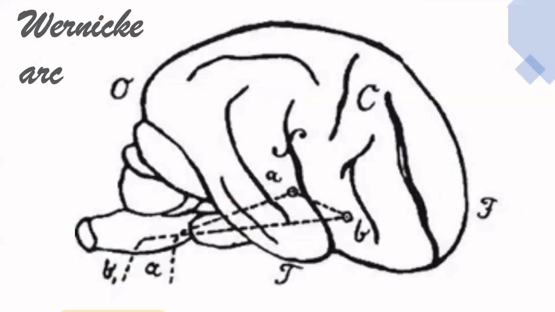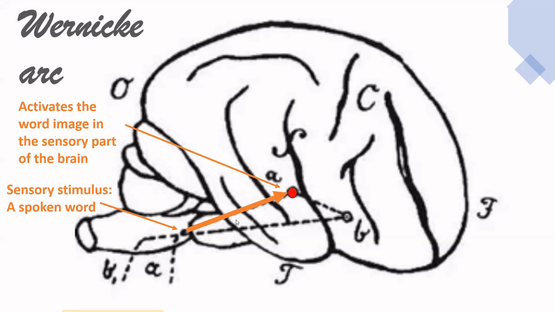So this is a very similar scheme, and this is the Wernicke theory of language. So we have an acoustic stimulus which enters the brainstem. So the sensory stimulus in this case is a spoken word, which is transmitted to the temporal lobe, somewhere in the superior temporal gyrus, but somewhere there. It is not very exactly defined in the Wernicke model. So this spoken word reaches the superior temporal gyrus and it activates the word image, because he believed that a sensory stimulus creates an image, and this image is then stored in that part of the brain.